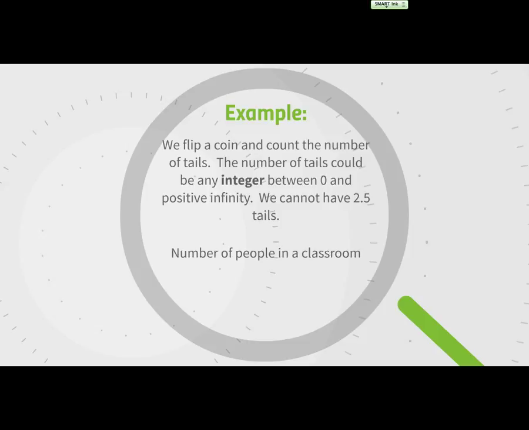Or like the number of people in a classroom. If we're trying to figure out the average number of students that attend third hour in each class, we could come in and count all of you. So discrete is counting. If you want to write an example, I would say the number of people in a classroom would be a good example to write down.